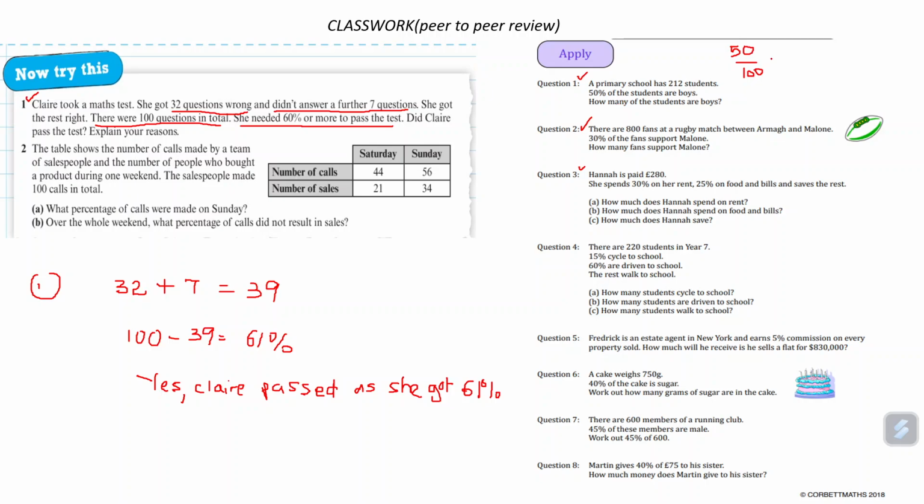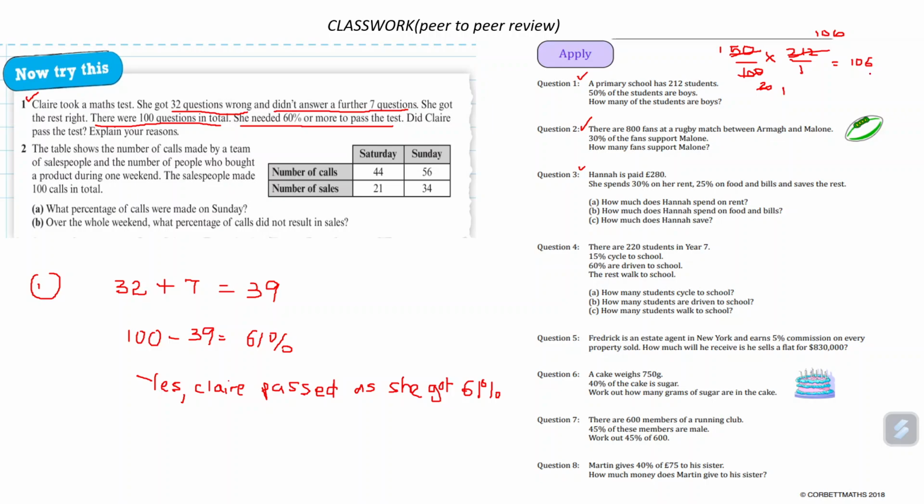So that will be 50 out of 100 times the total number of students in the school, which is 212 over 1. So I can break this down. 50 in 100 is 2. So how many 2's can we get in 212? 2 in 212 is 106. So the number of boys in the school is 106.